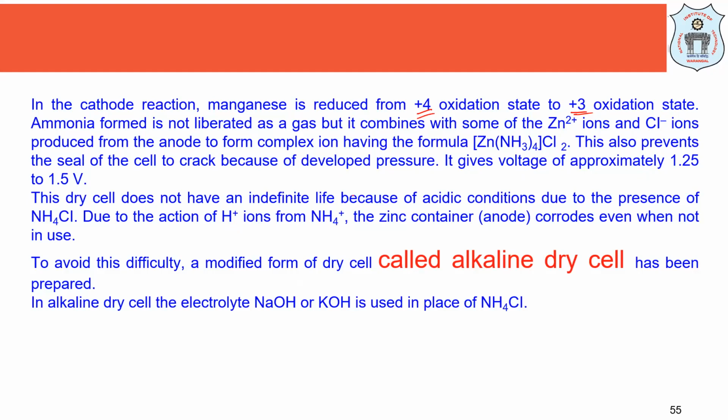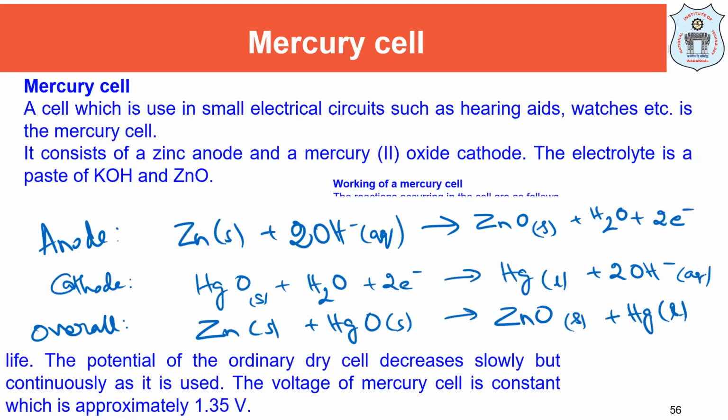This dry cell does not have an indefinite life because of the acidic conditions due to the presence of ammonium chloride. Due to the action of H plus ions and NH4 plus ions, the zinc container will corrode even when we are not using this battery. To avoid this difficulty, a modified form of dry cell called the alkaline dry cell has been prepared. In the alkaline dry cell, the electrolyte NaOH or KOH is used in place of ammonium chloride. So the alkaline dry cell uses a different electrolyte, sodium hydroxide or potassium hydroxide, instead of ammonium chloride. We will discuss mercury cells in the next lecture.